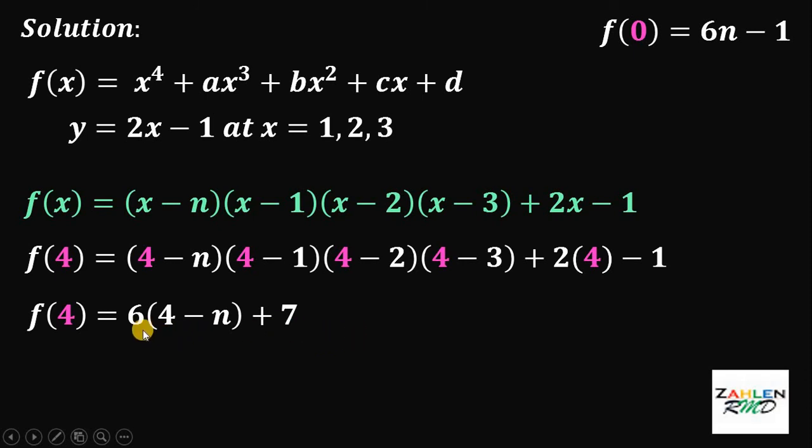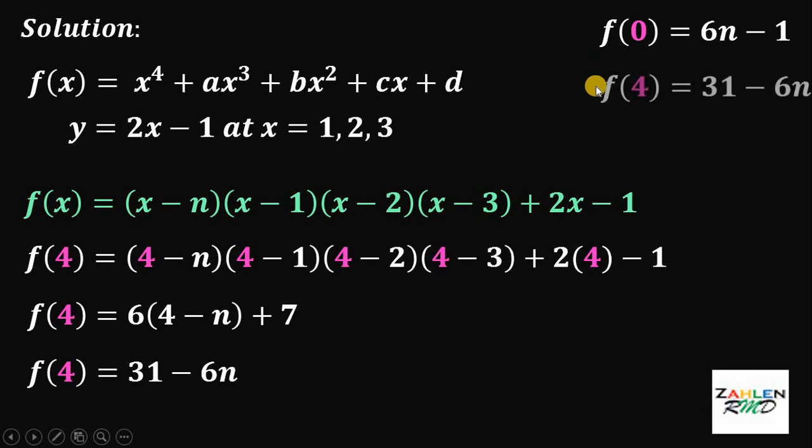Now simplify, distribute this 6. We have 6 times 4 is 24. 24 plus 7 is 31. So we have 31 minus 6n. So we have f of 4 equals 31 minus 6n. Now we have the value of f of 4. It is equal to 31 minus 6n.